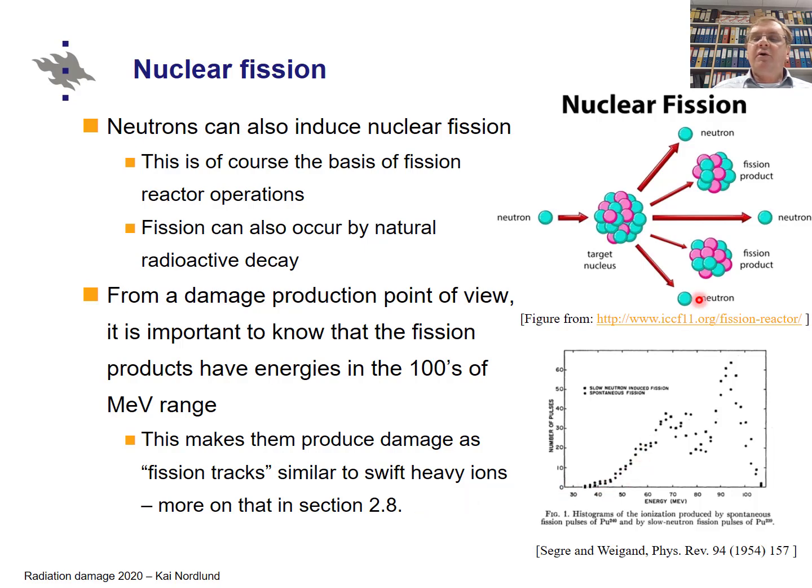What is important to know here is that there is a big variety of what comes out and a big variety of the energies. This here is very old data of the energy distribution of the particles coming out from either slow neutrons or spontaneous fission of plutonium from the 1950s. And in general, most fission reactions have a wide energy spectrum and wide mass spectrum of the fission products coming out.